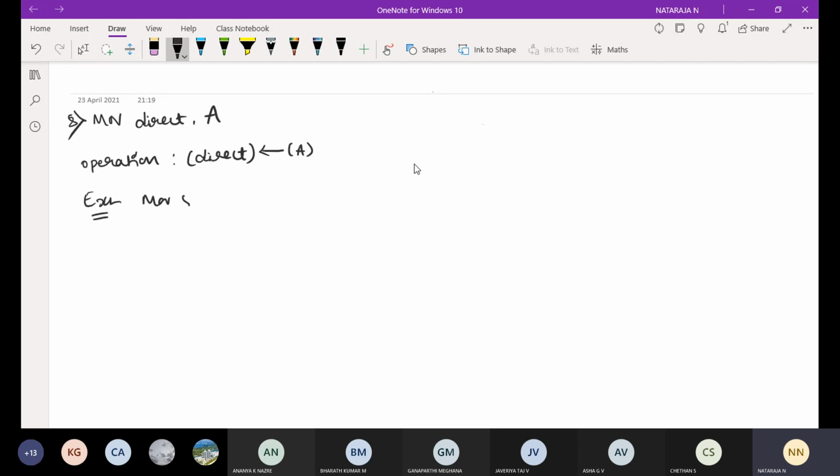Move 50h comma R3, or move 50h comma accumulator. Anything. Both are registers. It is not mandatory to take only the accumulator. You can consider any 8-bit register, from R0 to R7, or the accumulator, or the B register.